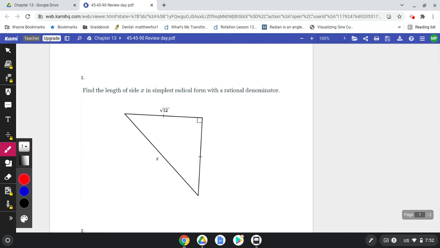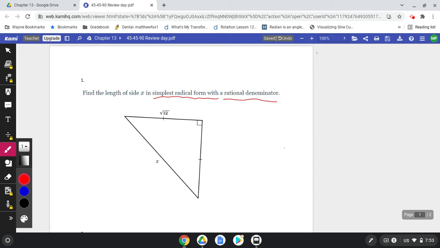Today we are going to continue to review the 45-45-90 triangle, special right triangle, and think about what that means with proportions. Yesterday in the Delta Math, several people were having some trouble. I think lots of our problems aren't actually with the concept of 45-45-90. They're with square roots and what we do once we have a square root, how we simplify it. As you can see here, it says to find the length in simplest radical form with a rational denominator. Okay, I think some of us don't know what those two things mean.